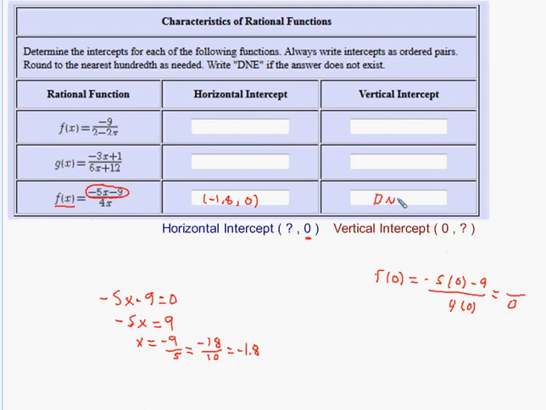If you're an engineer, you'll learn that sometimes we call it infinity or negative infinity, but that's for a different video. So hopefully this helped, and I will see you in the next video.